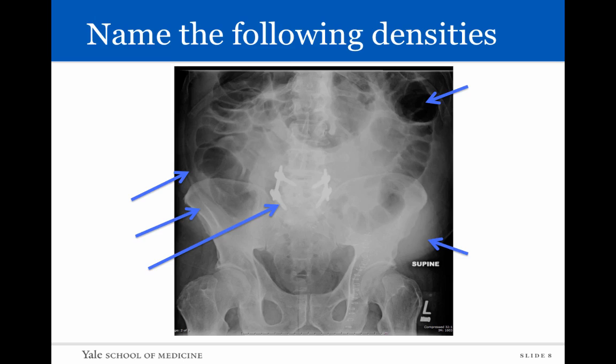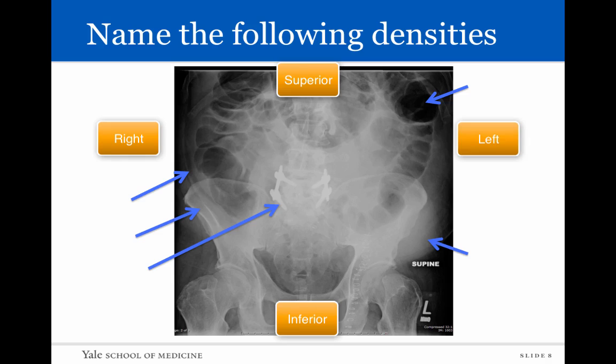So if we look at this radiograph of the abdomen, just to orient everybody, up here will be the head of the patient, down here will be feet of the patient. This is the right side, that's the left side. Have a look and see if you can name the following densities on this. The answers I'll show you here.